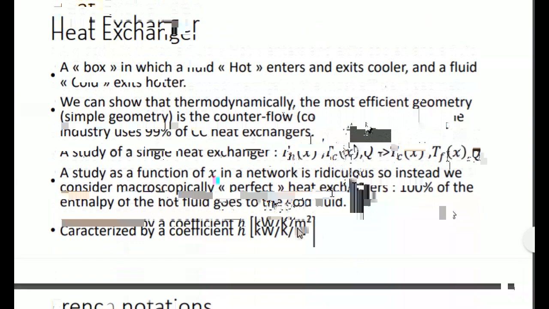And also, if you increase the K, so the difference of temperature, it will increase the exchange. So for the same surface, if you increase the difference of temperature between two fluids, the total heat exchange will increase.